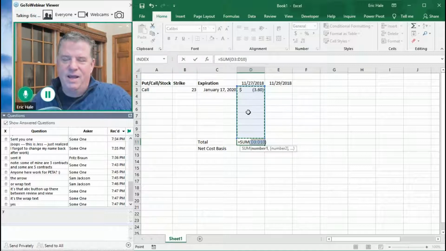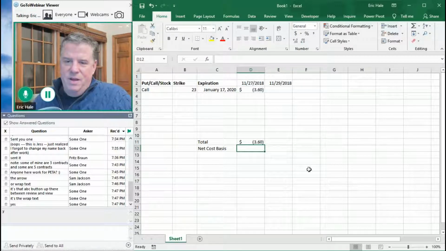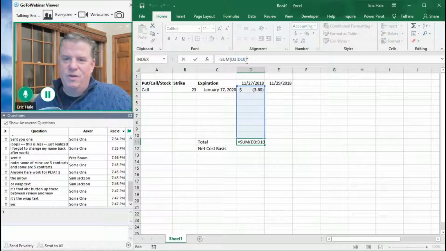Now, I don't have anything else in that column, but maybe in the future I will use the space. In fact, I'm going to populate the rest of these. Now, if that's not enough, if I need to add more in, no problem. So that's going to take my total, and you see the formula there is D3 through D10.